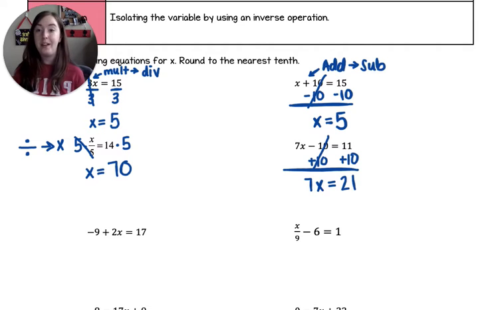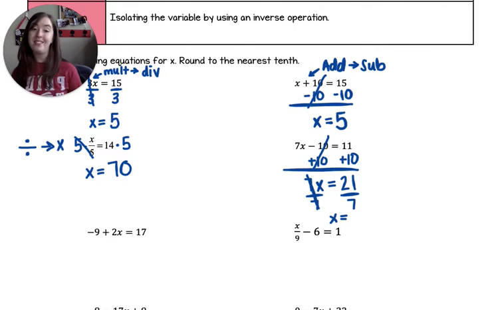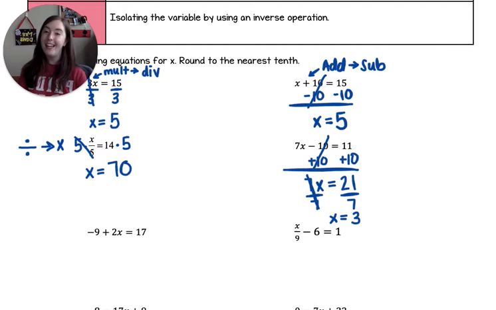What's the next operation? What do we have to do to get rid of that 7? Yeah, we need to divide by 7 on both sides. These will divide away to 1, so I'm just left with x. And then 21 divided by 7 is 3.